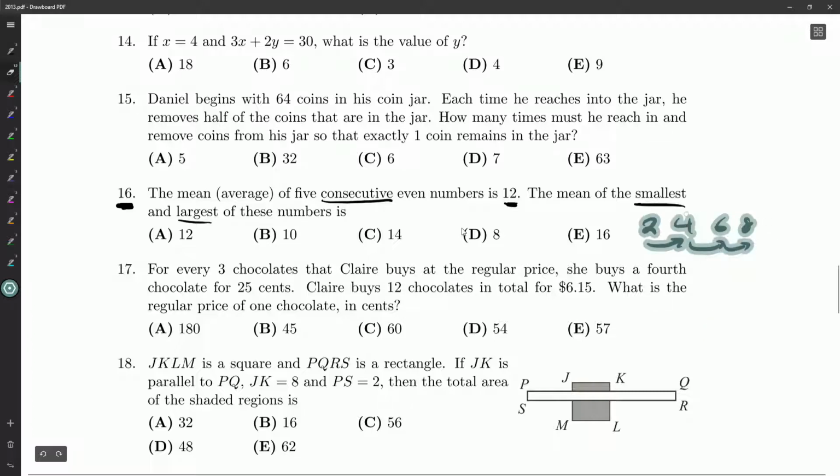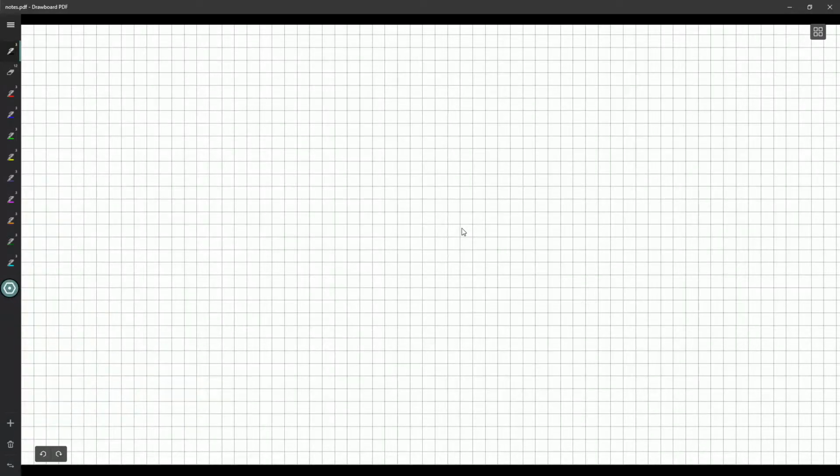Sometimes I talk to people and they don't quite remember what consecutive means. Just in order, the numbers that you would naturally count that are even numbers in that particular order. All right, so the mean or average of these numbers is 12. We want to know what's the average of the smallest and the largest numbers.